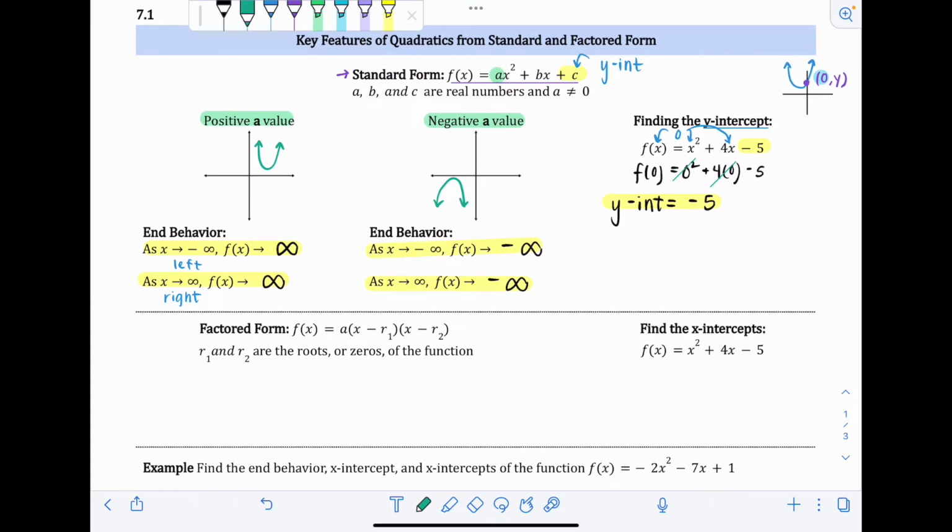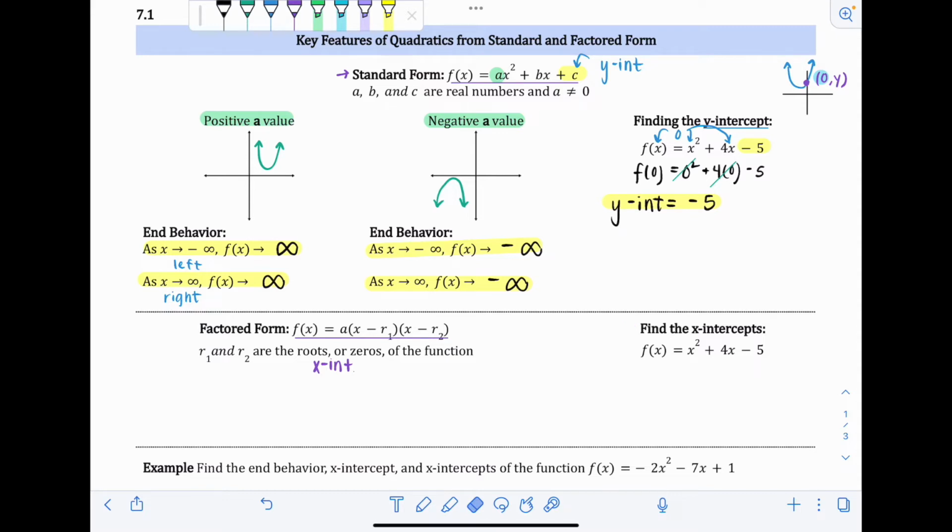So the next form that rules can come in is called factored form, and you may also see this called intercept form. So the formula is f of x equals a times x minus r1 times x minus r2, where r1 and r2 are the roots or the zeros, or I'm also going to add x-intercepts. So factored form can come from factoring standard form, so that's what we're going to do. So over here, find the x-intercepts of f of x equals x squared plus 4x minus 5.